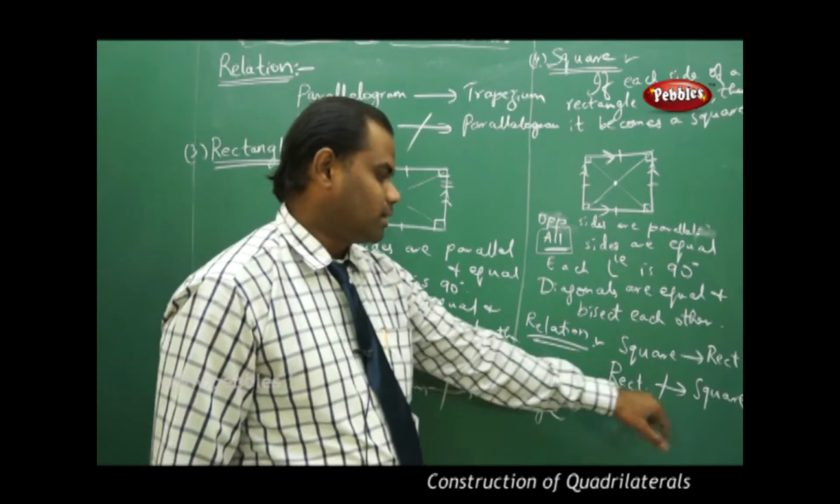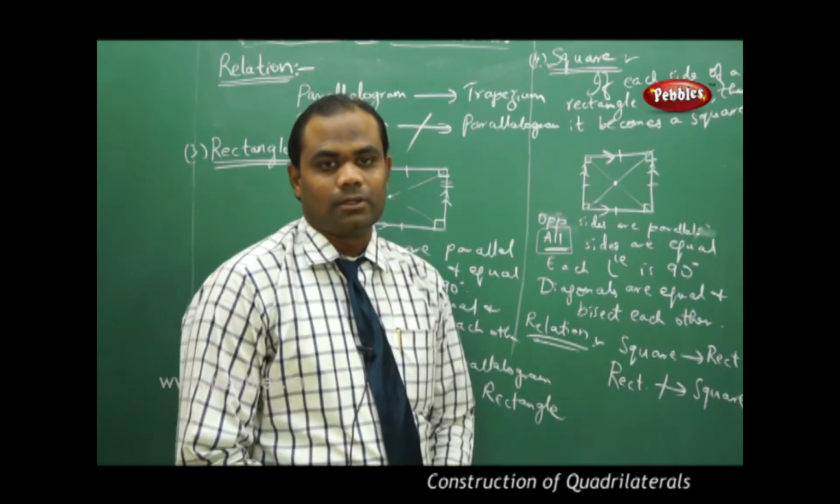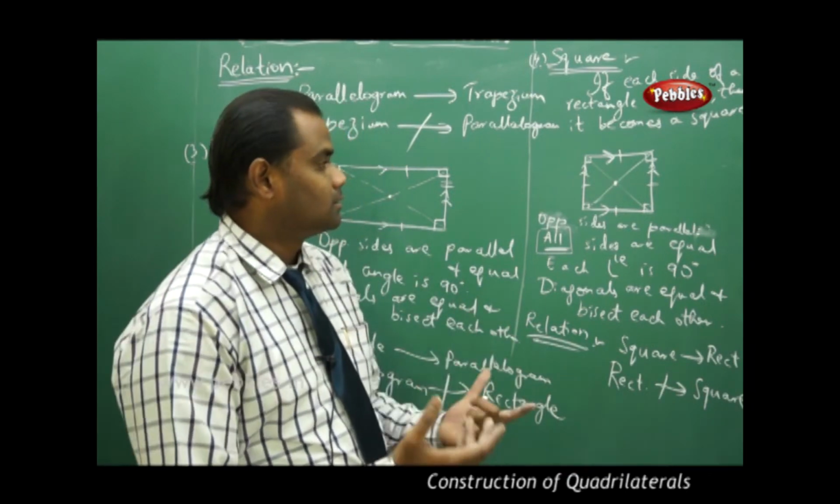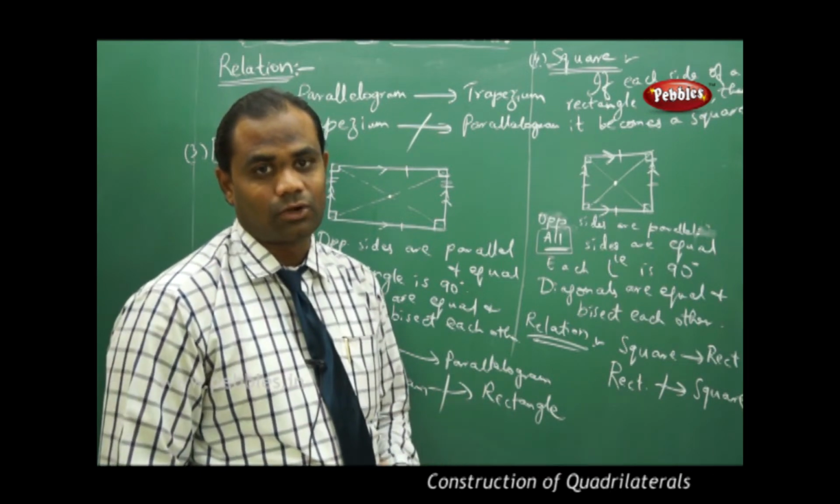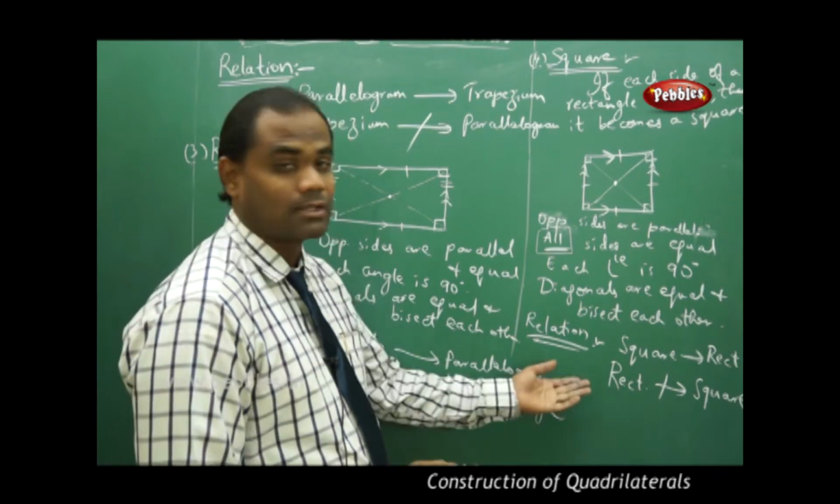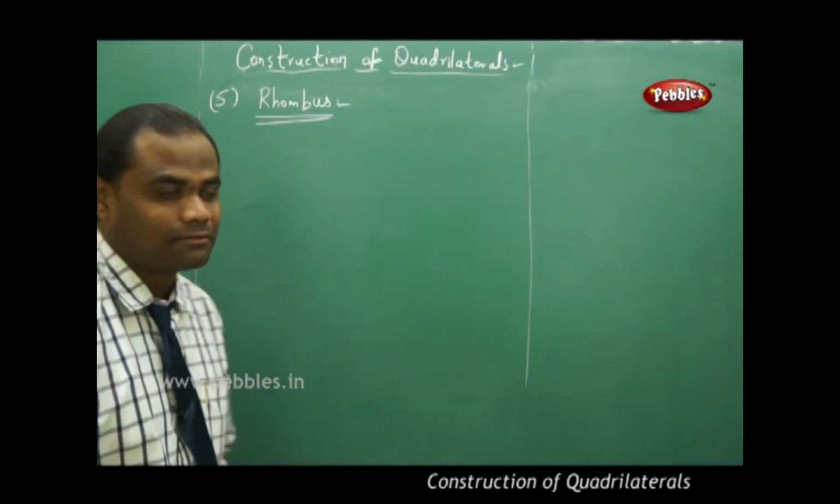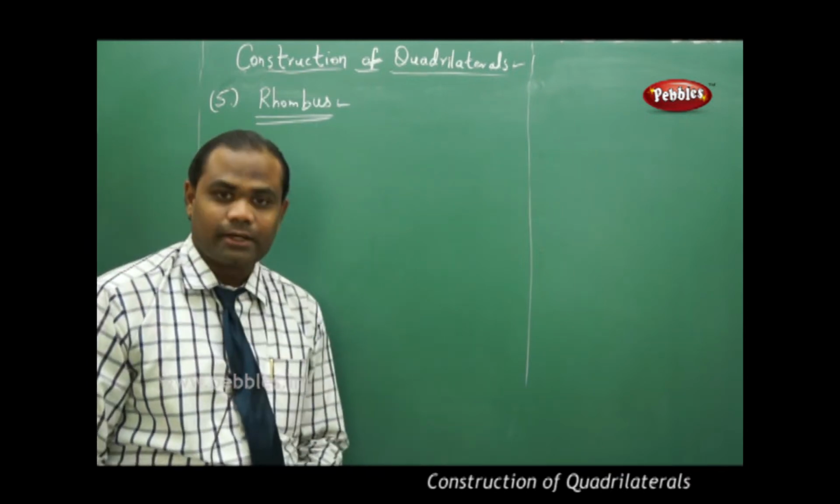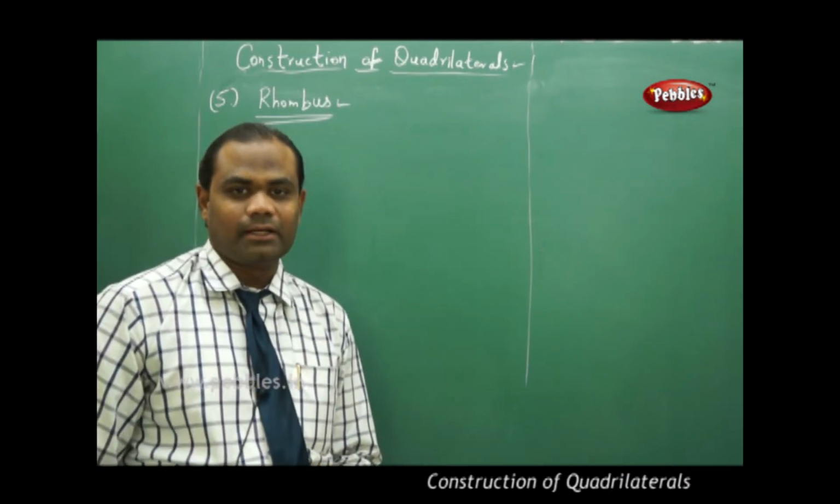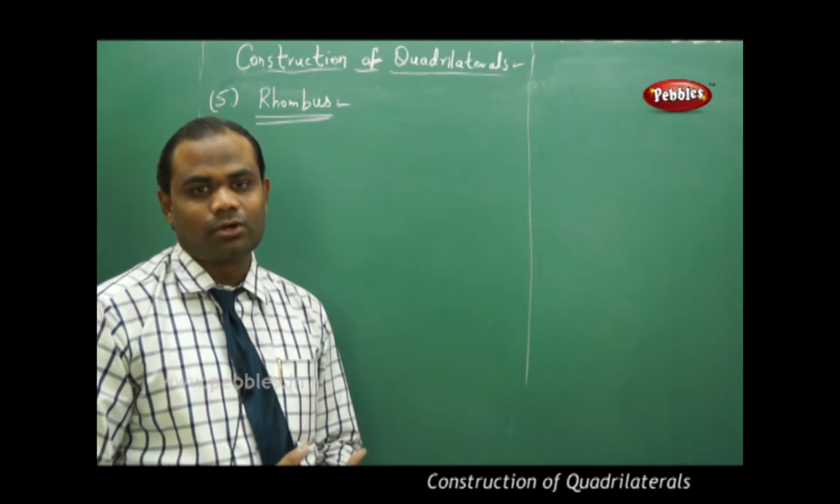This cannot be called a square. So that is how we understand the different four-sided figures. Now the next four-sided figure is a rhombus, which we want to discuss now. Now let's see the fifth type of quadrilateral, which is called a rhombus. Now we have seen a trapezium, a parallelogram, a rectangle and a square. Now next is the rhombus.